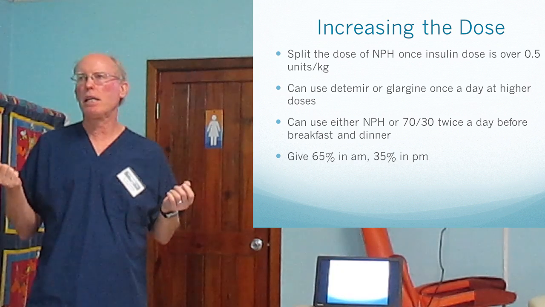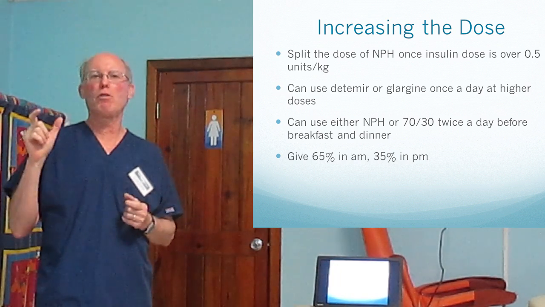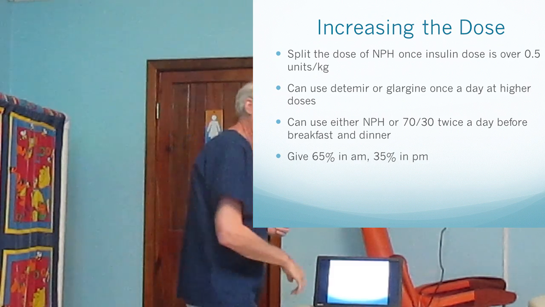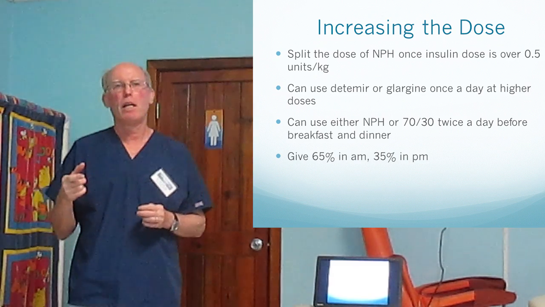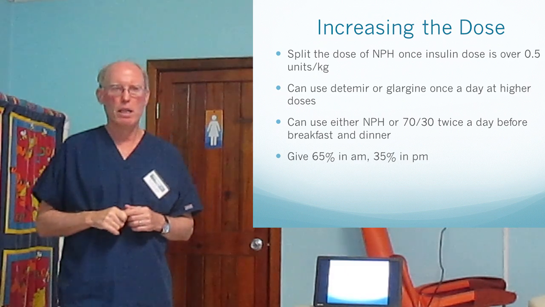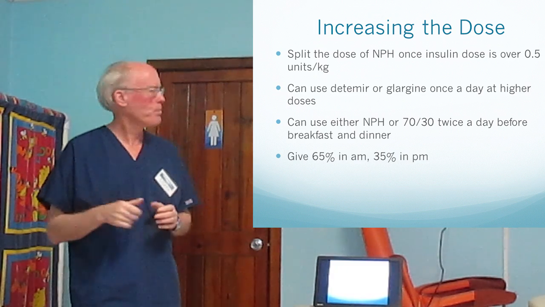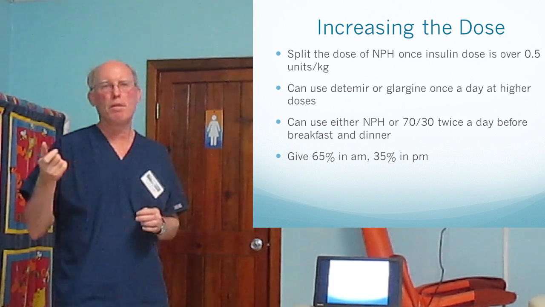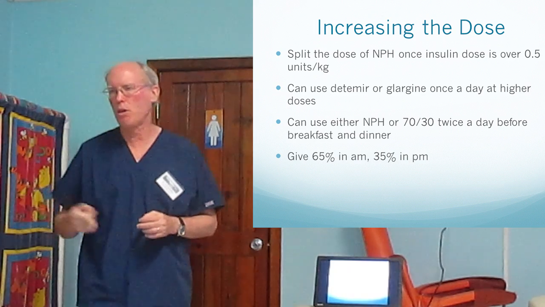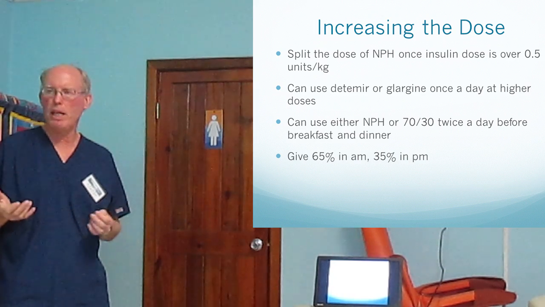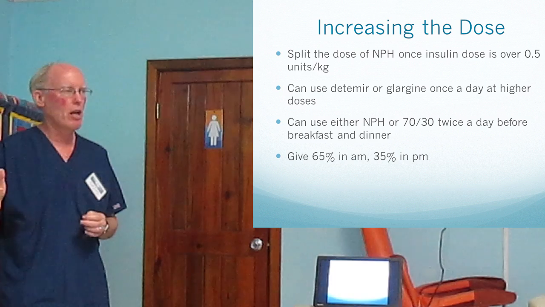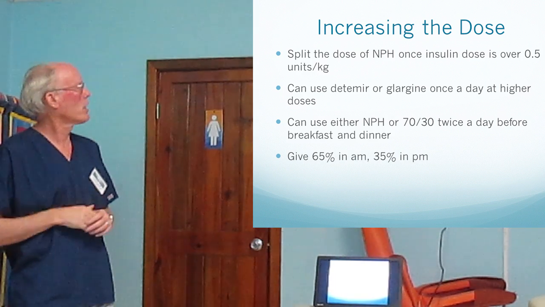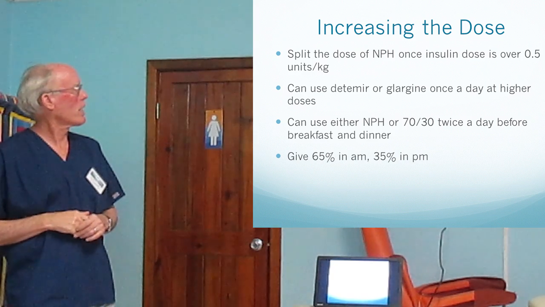The NPH alone can be given in the evening. If you're starting somebody on 70/30 insulin, then it should be started in the morning because of the regular insulin. You wouldn't want to give somebody regular insulin later in the day because the regular might cause their glucose to be low at night when they're not awake. So NPH or the long-acting insulins can be started at night. If you're starting 70/30, it should be started in the morning.